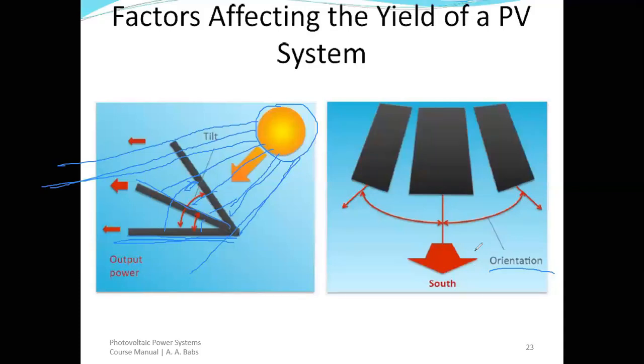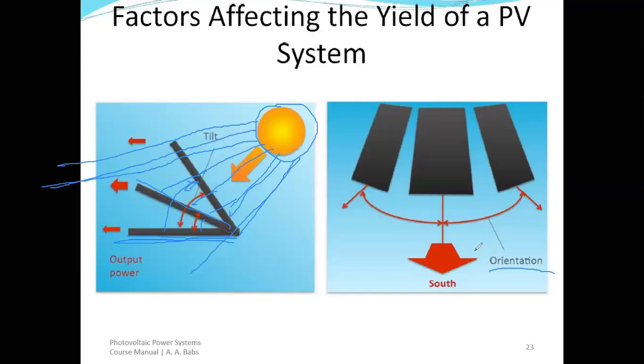Let me quickly give you a definition of tilt angle. A tilt angle is the angle of inclination of a PV module. The angle a PV module makes with the horizontal is what we refer to as the tilt angle.